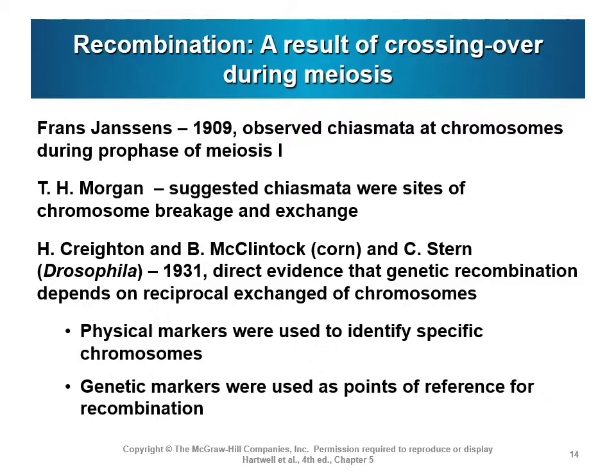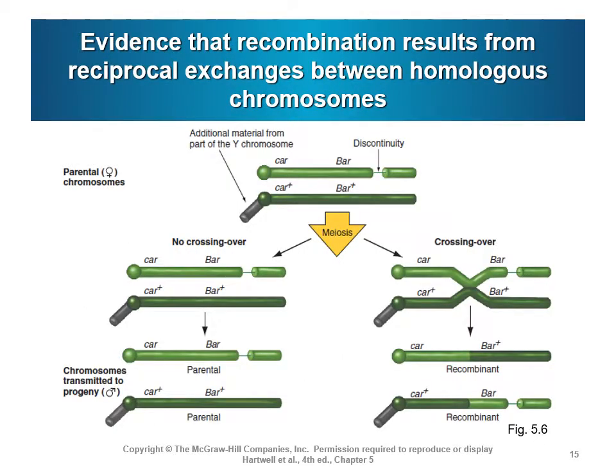Creighton and McClintock, and Stern, in 1931 found direct evidence that genetic recombination depends on reciprocal exchange of chromosomes. There are ways to identify specific chromosomes by physical markers such as dyes, or by genetic markers. Here is the evidence that recombination results from reciprocal exchanges between homologous chromosomes.